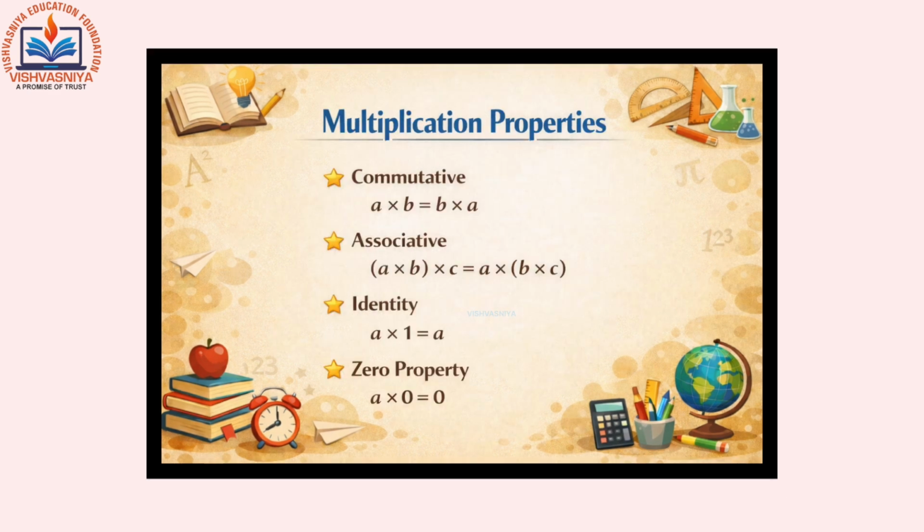Multiplication also follows several properties. Changing the order of numbers does not change the result. Multiplying any number by 1 keeps it unchanged, while multiplying by 0 always gives 0.